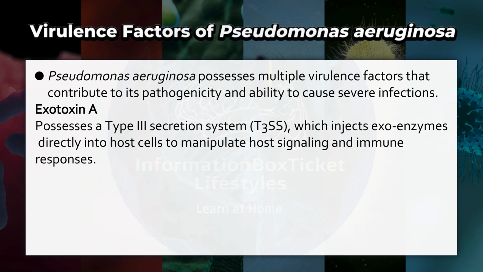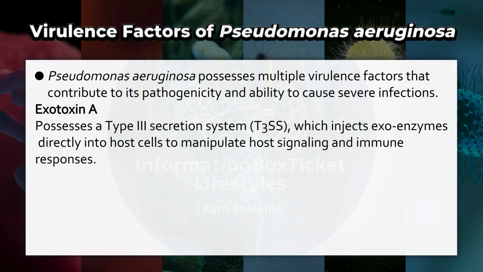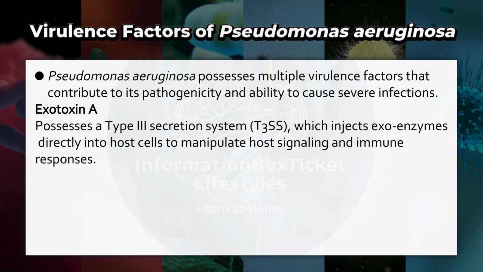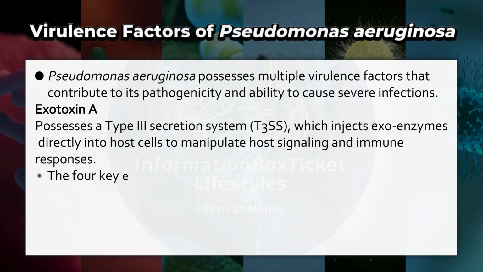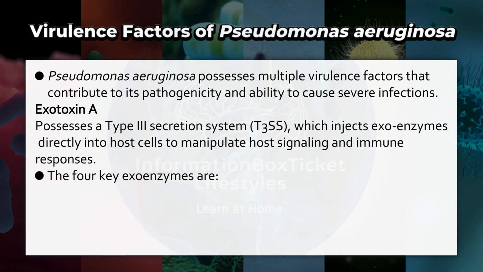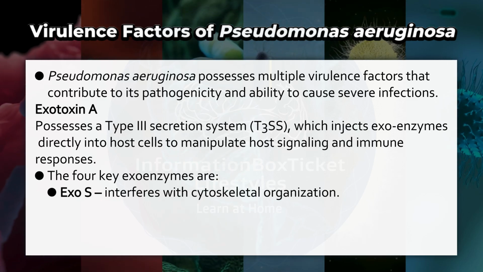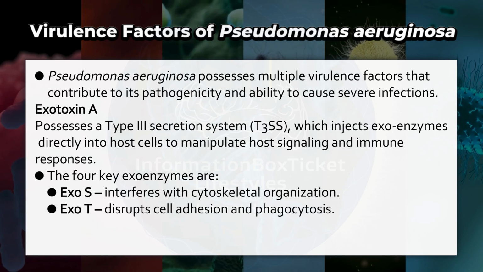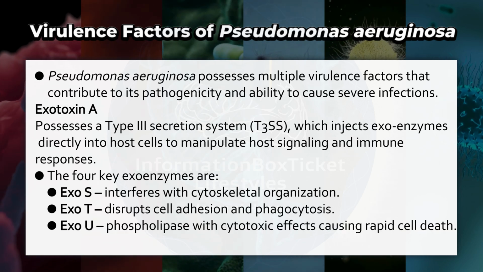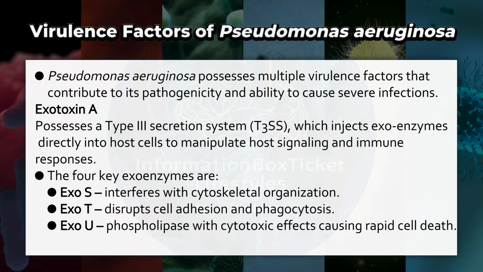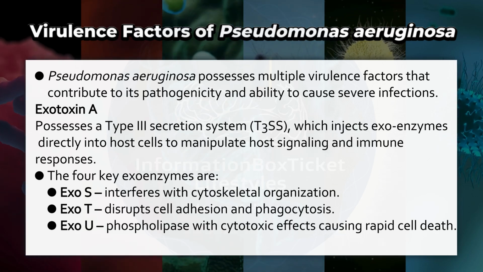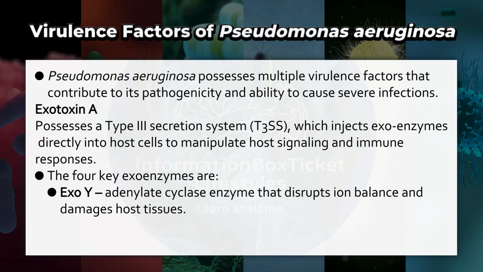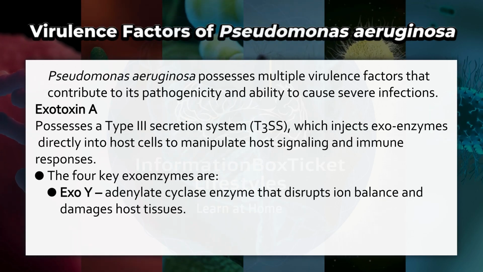It possesses a type 3 secretion system, T3SS, which injects exoenzymes directly into host cells to manipulate host signaling and immune responses. The four key exoenzymes are ExoS, which interferes with cytoskeletal organization; ExoT, which disrupts cell adhesion and phagocytosis; ExoU, a phospholipase with cytotoxic effects, causing rapid cell death; and ExoY, an adenylate cyclase enzyme that disrupts ion balance and damages host tissues.